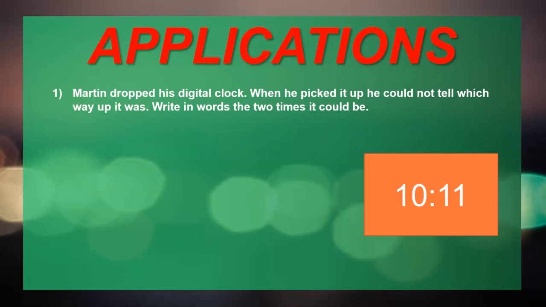Write in words the two times it could be. So there is a possibility of showing these two times in two different ways. You can read it from right to left or from left to right, because you don't know, when you pick up the digital clock, whether you picked it up in the wrong way or the correct way. So you're confused. Now you are in a dilemma whether it is the correct way or not.